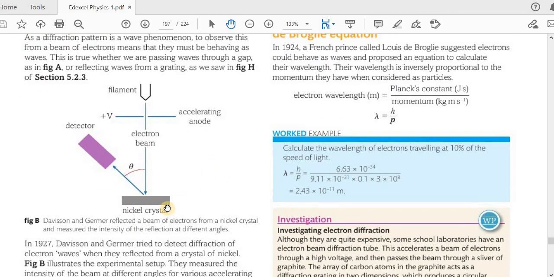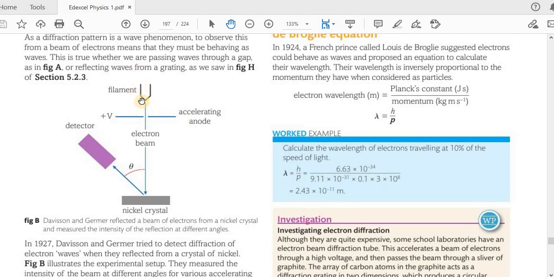Now here we have Davisson and Germer, who reflected a beam of electrons from a nickel crystal. So you can have a look at this diagram. This is the nickel crystal filament. Now remember, you would have learnt about thermionic emission in the O-level class, where there was a filament that was hot, and because it is at a high temperature, it gave out electrons, and you had the anode here. Anode is negatively charged there, and this was the cathode.